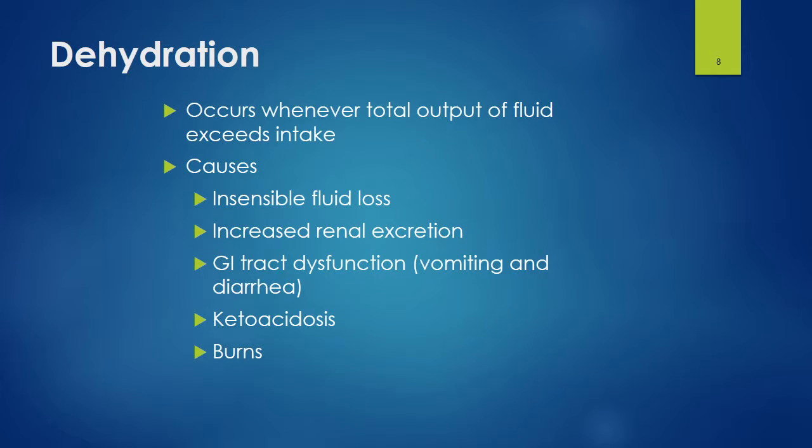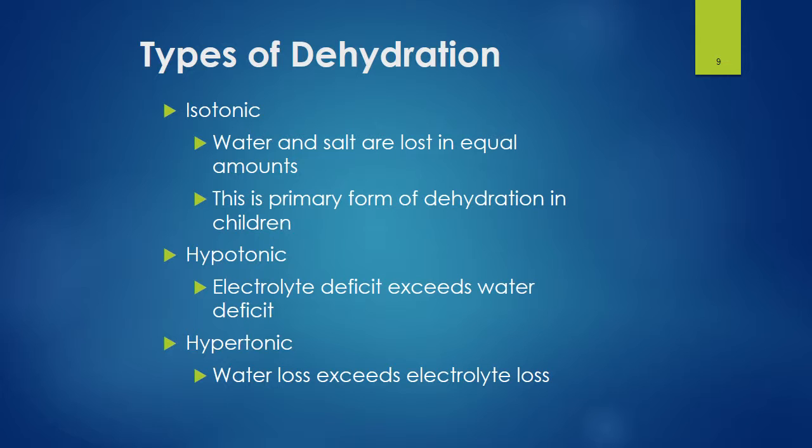Dehydration occurs whenever total output of fluid exceeds intake. The causes include insensible fluid loss, increased renal excretion, GI tract dysfunction and the associated vomiting and diarrhea, ketoacidosis, and burns. Types of dehydration include isotonic, where water and salt are lost in equal amounts. This is the primary form of dehydration in children. With hypotonic dehydration, the electrolyte deficit exceeds the water deficit. With hypertonic dehydration, the water loss exceeds the electrolyte loss.